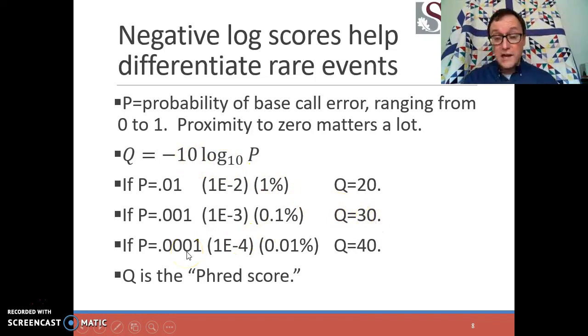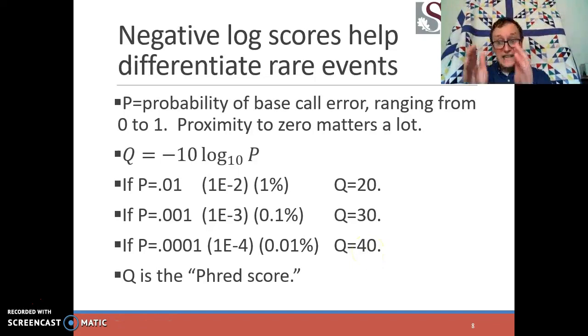And finally, for this slide, we see that 1/100th of a percent is the same thing as 0.0001 and is equal to 1 times 10 to the minus fourth power. So to compute the Q score, the Phred score for this number, we simply take the exponent, minus 4, multiply that by negative 10, and that gives us a Q score of 40.